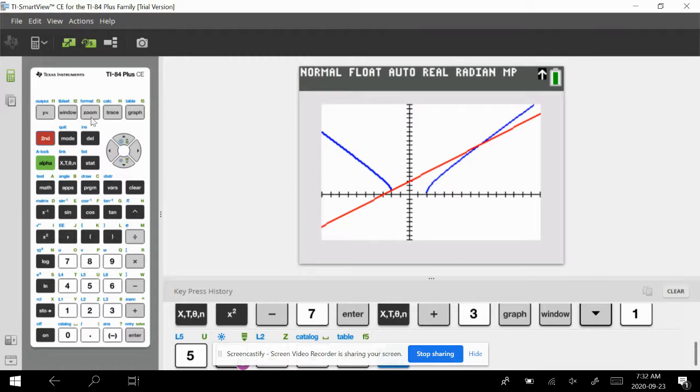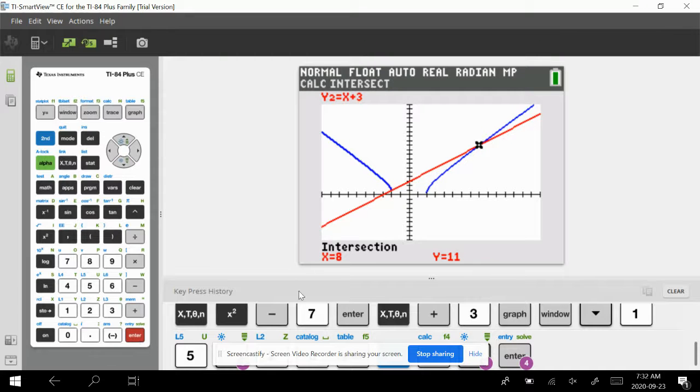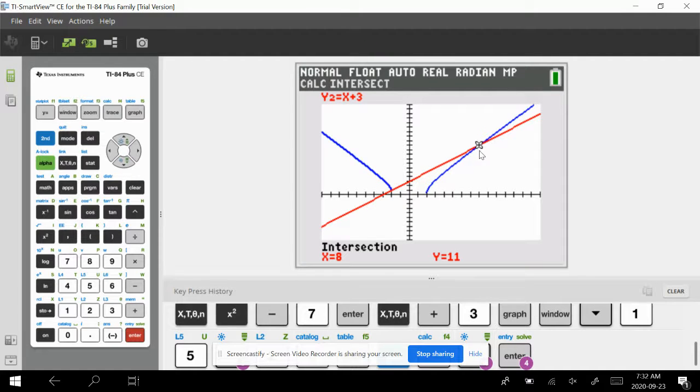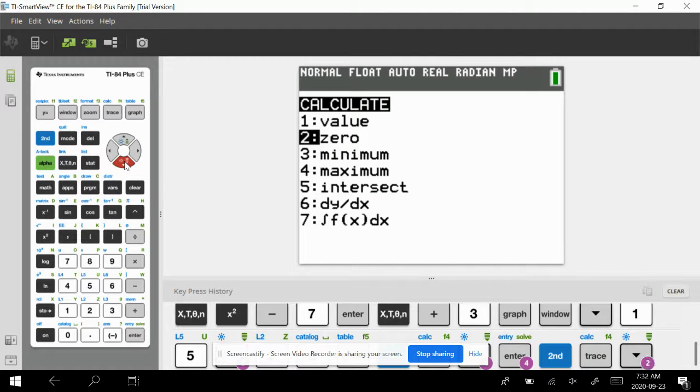To figure this out, we'll go second calc, intersect, enter, enter, enter. It gives this one, with x equals 8 as one solution. Second calc, intersect.